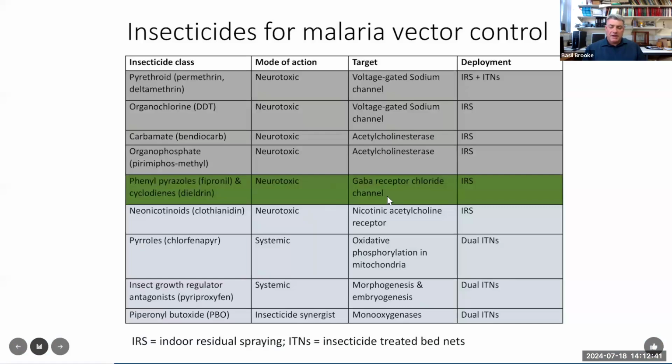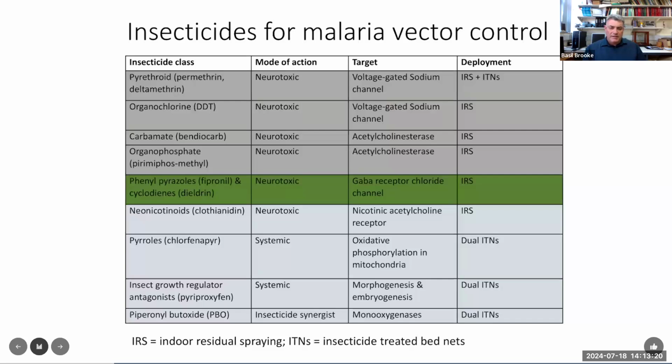So when we talk about insecticides, we have two methods: indoor residual spraying, IRS, or insecticide-treated nets, ITNs. And there are various insecticides that have been formulated for use in either of those methods. Most of the older ones are for IRS, and some of the newer ones are specifically for ITNs. In the darker gray are the older insecticides, the ones that are currently in use, the pyrethroids. There you can see DDT, organochlorine, the carbamates, and the organophosphates.